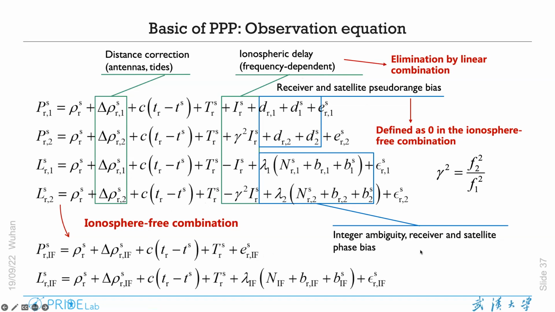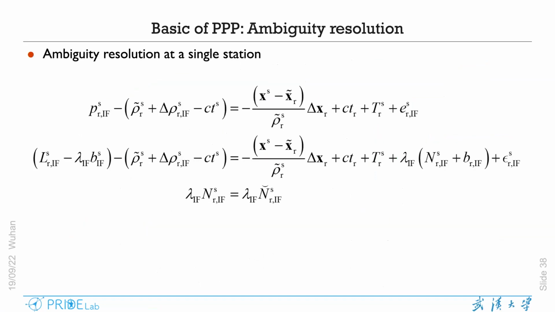I'm now going to make some more explanations of these two equations, and we come directly to the ambiguity resolution at the single station. So why do we make specific explanations on the ambiguity resolution at the single station rather than any other knowledge of the observation equations? This is because undifferenced ambiguity resolution at the single station is the main feature of this software.